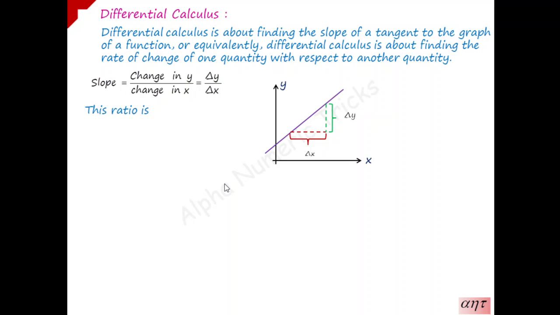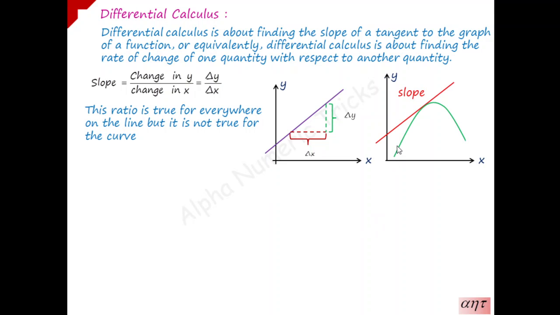This ratio delta y by delta x is true everywhere on this line, but it is not true for this curve. Suppose you find delta y by delta x here, or here, or here. It is not the same, because the value increases or decreases and changes. So how can you find the slope of the curve then?